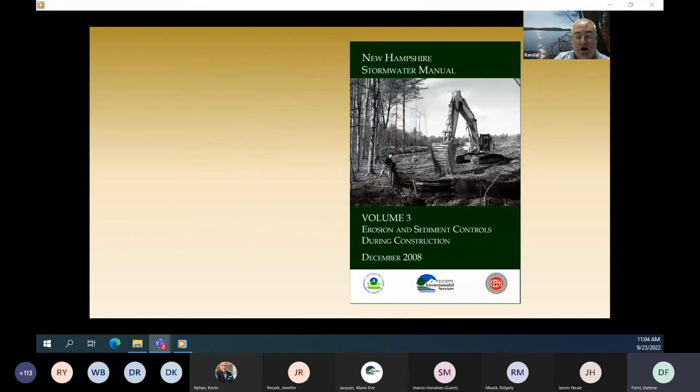So this is the manual we're talking about. Back in the early 2000s, a group of folks got together and put together this stormwater manual. It's in 3 volumes. Volume 3 is what we're going to be talking about today: erosion and sediment controls during construction. This is the biggest part of protecting your resources.